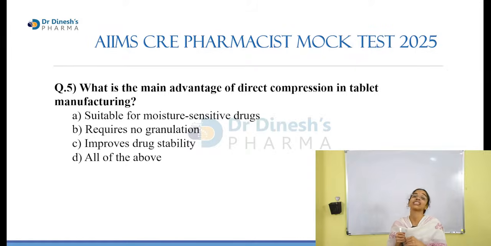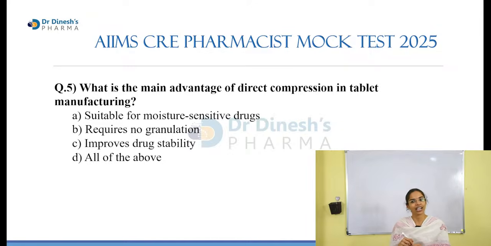Yes, sometimes it happens, even in the final examination. That is just to confuse whether you are taking it in a positive sense or you are digging deep into it. For this type of question, we don't need to dig deep. No sense of logic is required. Just go with the question, go with the flow. So it is suitable for moisture sensitive drugs, requires no granulation, improves drug stability, and all of the above.